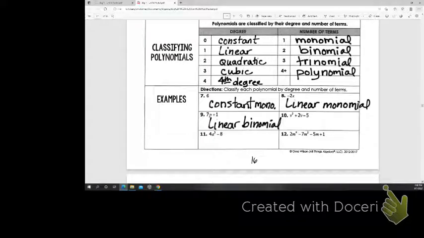So number 10, our highest power is 2, so it's that second degree. That's our quadratic. So this is a quadratic trinomial. We're going to work a lot with quadratics. That's what we're working into now because we're going to do a lot of factoring. We'll do quadratic formula coming up. I know some of you are looking so forward to that.